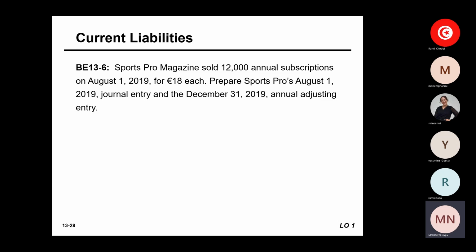So let's see this example regarding unearned revenues. We have Sports Pro magazine, which sold 12,000 annual subscriptions on August 1st for 18 each. Prepare Sports Pro's August 1st, 2019 journal entry and the December 31, 2019 annual adjusting entries.